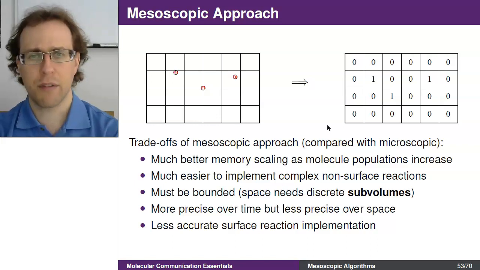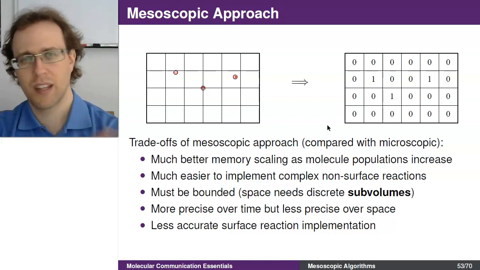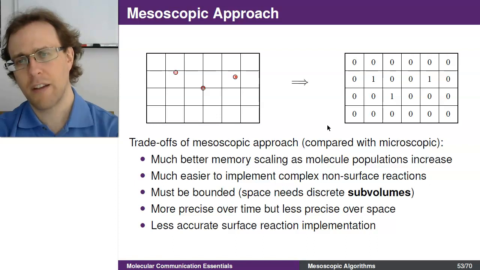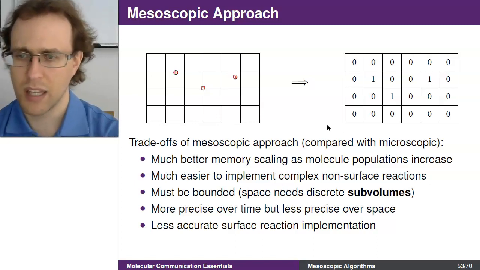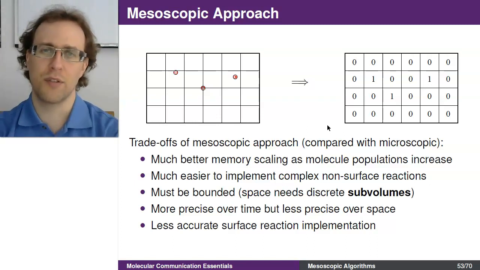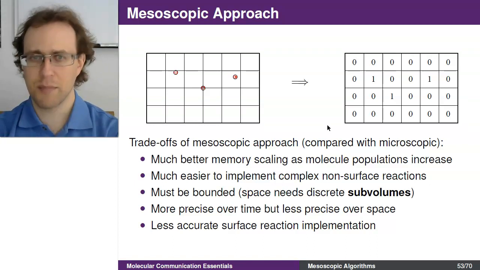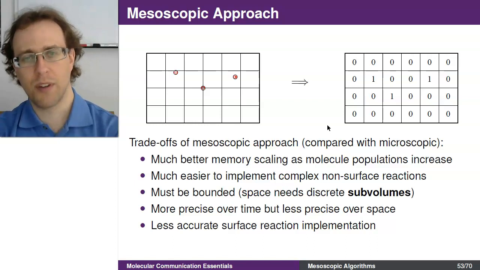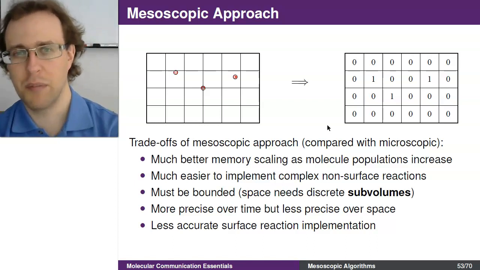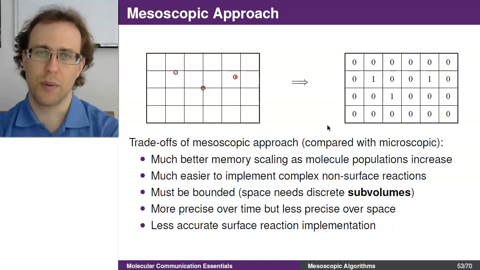A microscopic regime is really easy to have an unbounded system. We just don't have to define reflections off of any kind of boundary or do boundary checks. The mesoscopic approach must be bounded because you need to define these discrete subvolumes. I suppose you could create subvolumes as you go, as they get needed. But as molecules diffuse, you would need more and more subvolumes, so the memory that would be needed would grow with the size of the system.